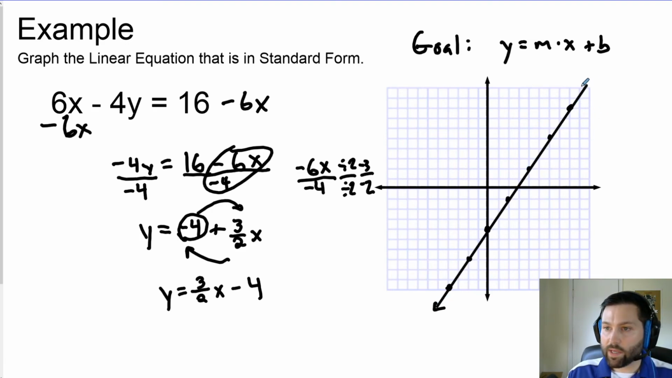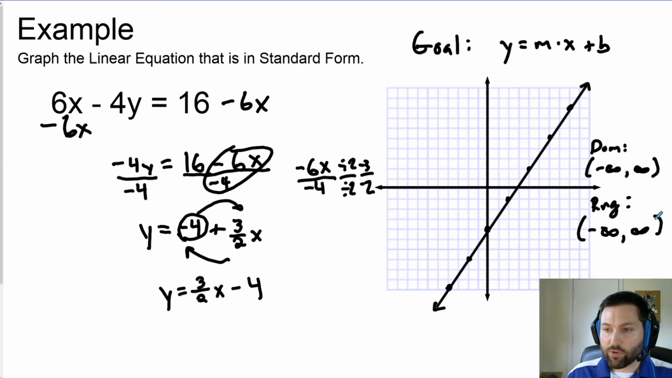Putting arrows on the end because, once again, the domain of this linear equation is negative infinity to infinity. And the range of this linear equation is also negative infinity to infinity. Just a heads up for you guys, the domain and range of all linear equations is always negative infinity to infinity. Same with the range.